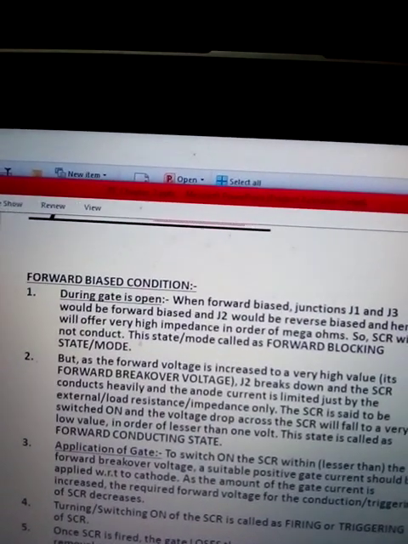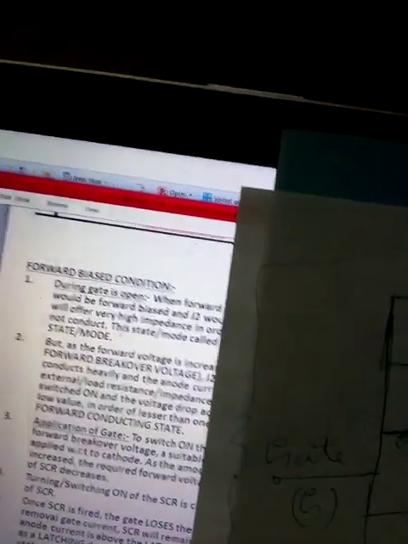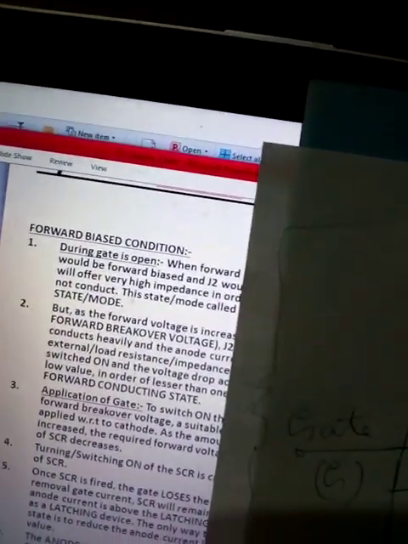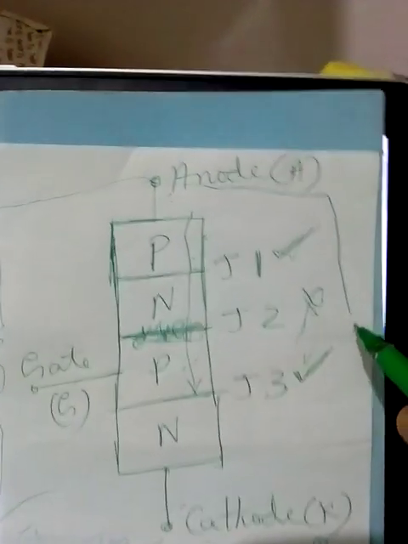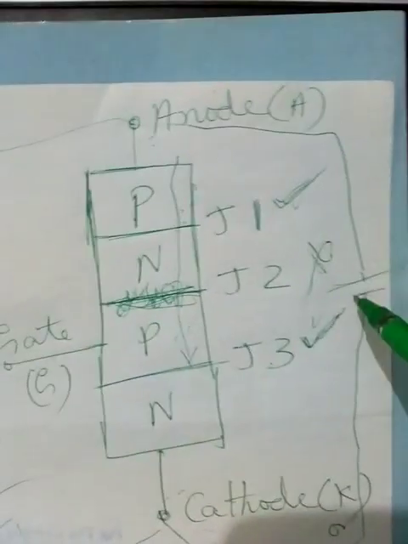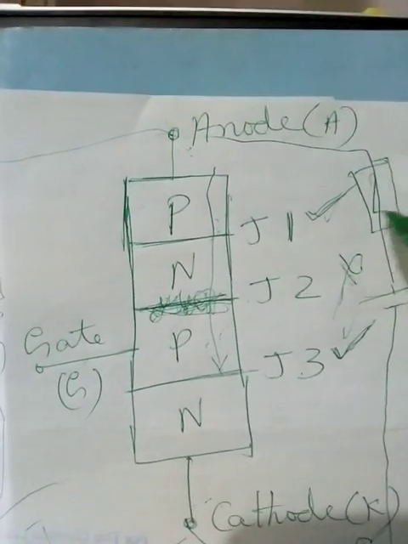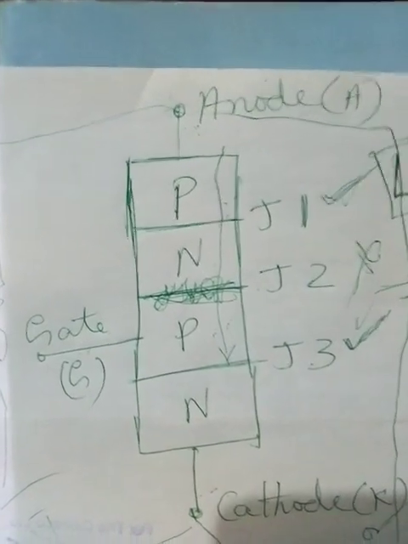This is a case when we discuss the gate being open. The gate circuit is open. You have not connected anything to gate. Assume that you have connected only a supply between anode and cathode, such that anode is towards positive, cathode is towards negative. Load comes in between.